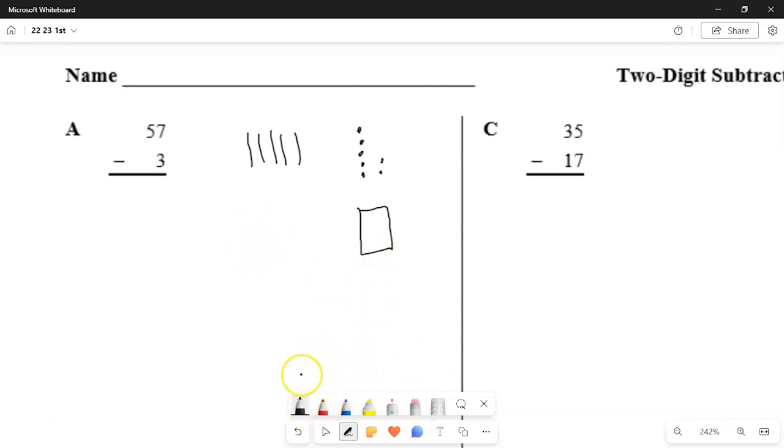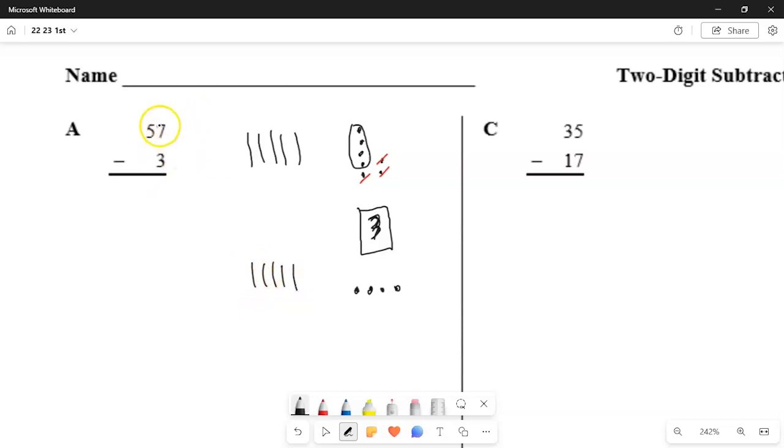Okay, so it's just subtracting 3 from 57. Really the easiest way to do that is to put a line through 1, 2, 3. It looks like I have 4 left there. So that's 1, 2, 3, 4. And I'm not taking away any tens. That's 10, 20, 30, 40, 50.